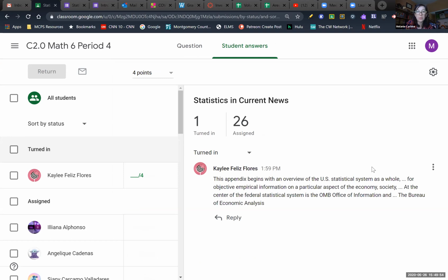Kaylee said she found an appendix with an overview of the statistical system as a whole for objective empirical information on a particular aspect of the economy or society. At the center of the federal statistical system in the OMB Office of Information and the Bureau of Economic Analysis. So she clearly copied and pasted a description of something she found. She used the ... to make it shorter, which is good. It would also be really good if she had a copy of the website address she used. So you can put it there, but you can also go to the Padlet.